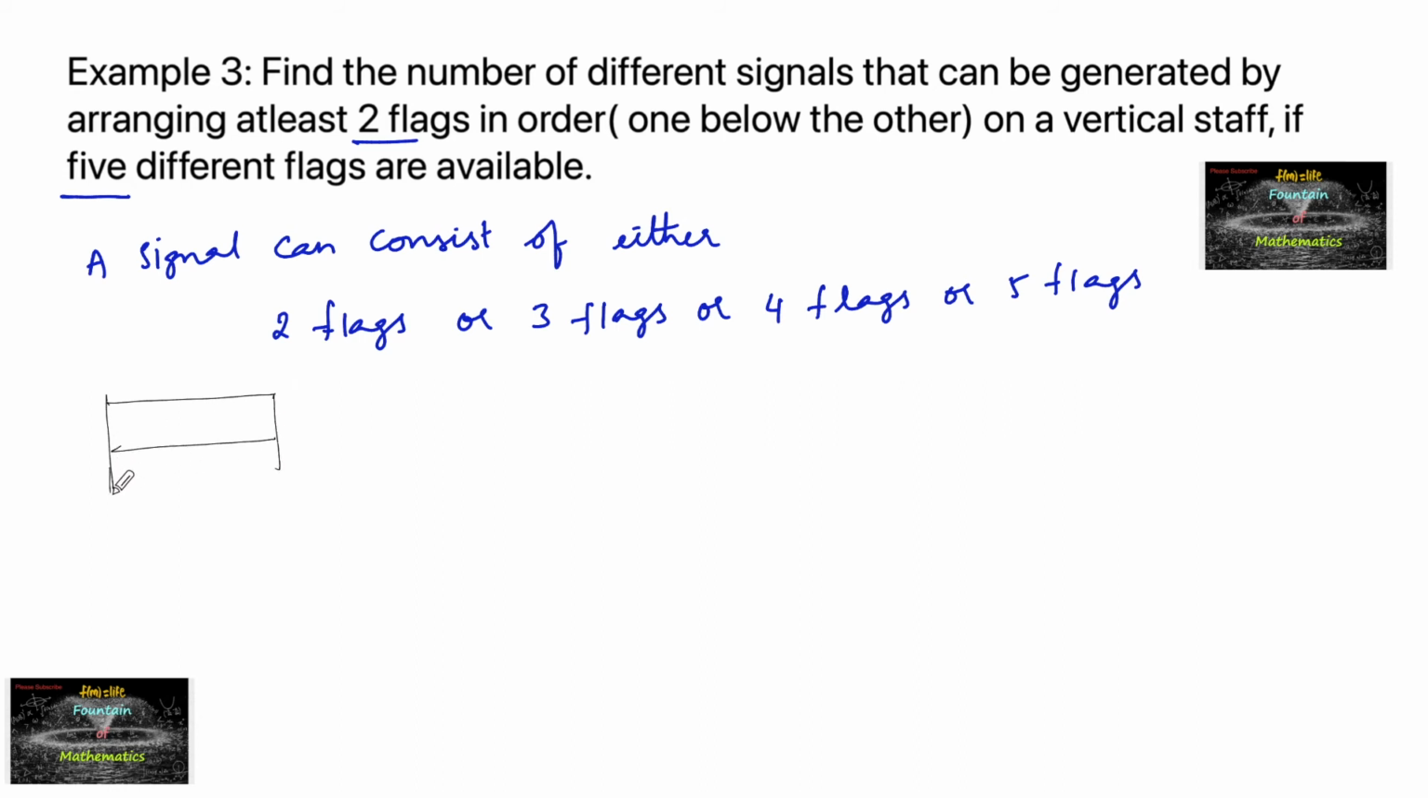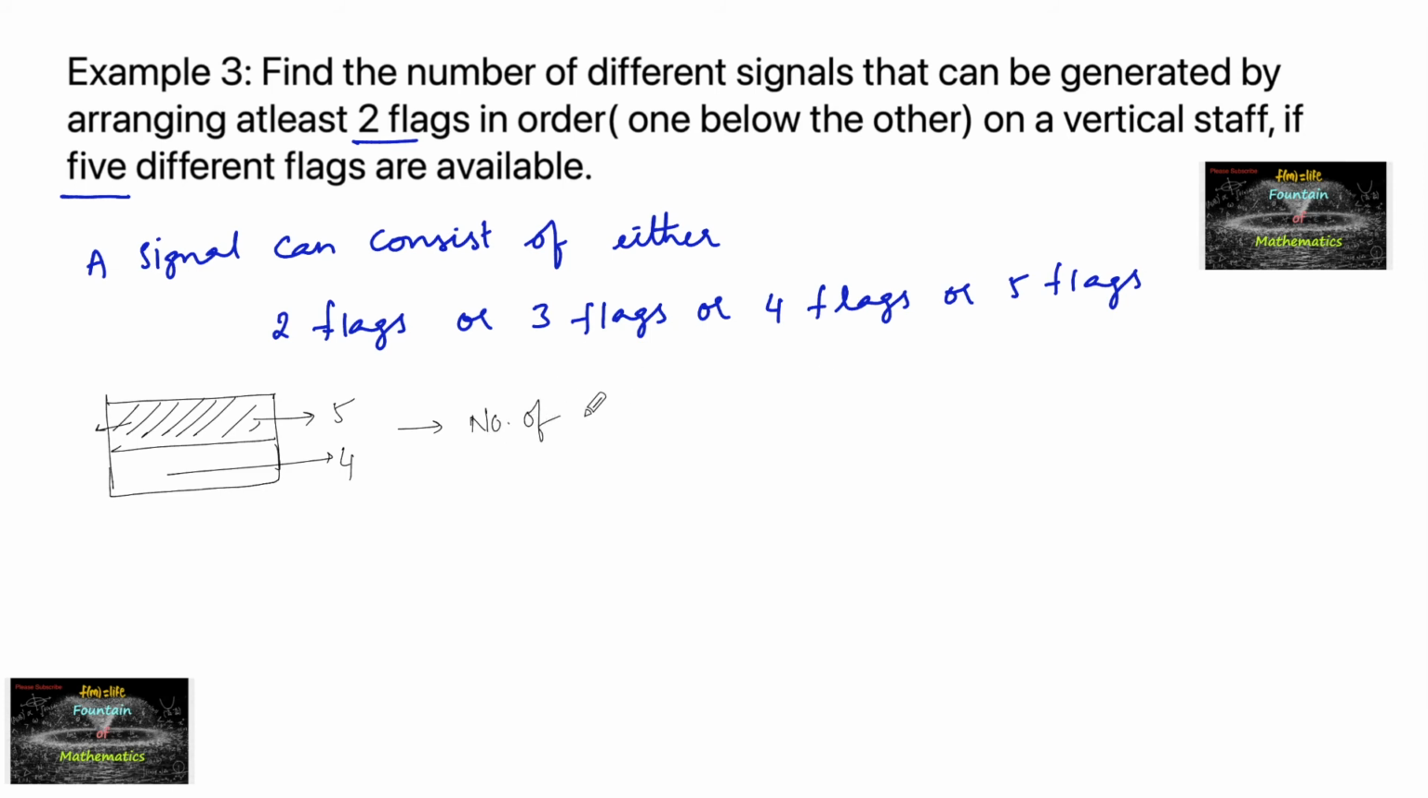And it is given an order that the signal can be one below the other. In a signal, if you use two flags, the first flag can be taken among the five different flags. So we have five options for the first one. And after placing the first flag, we have to go for the next flag. Out of five flags, one flag is already used, so the remaining four flags. So here we can use four. And here we are using both the flags one after the next.